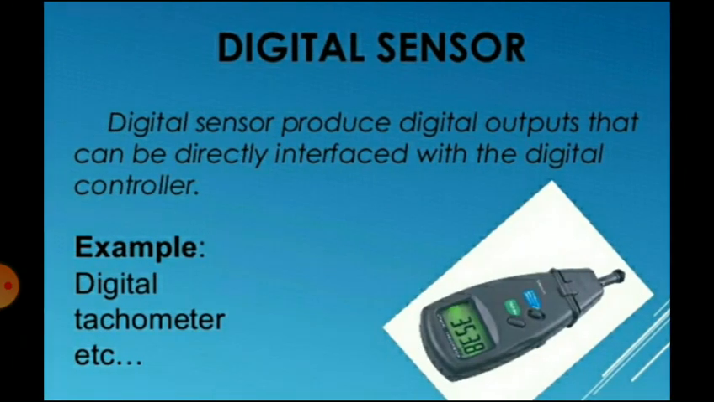Digital sensor. Digital sensors produce digital outputs that can be directly interfaced with the digital controller. For example, the digital tachometer is an example of a digital sensor.